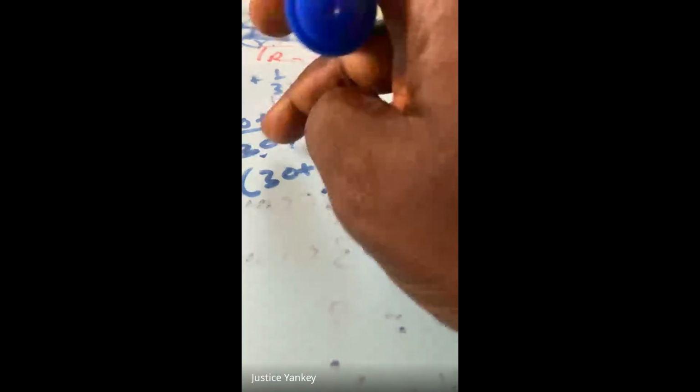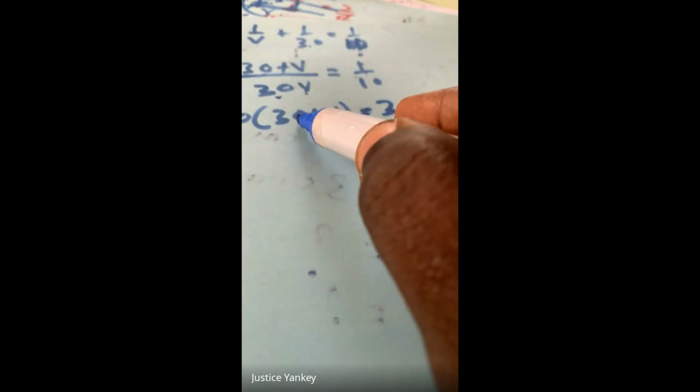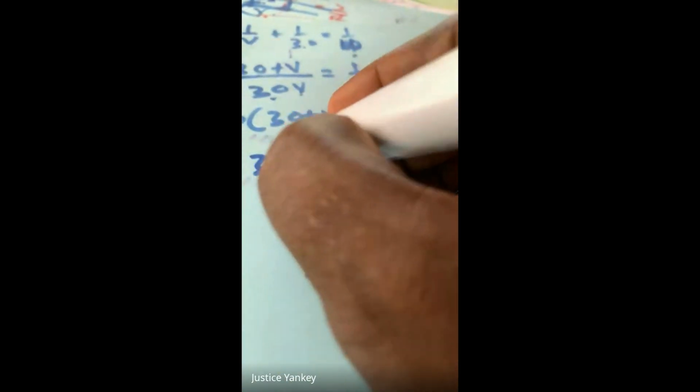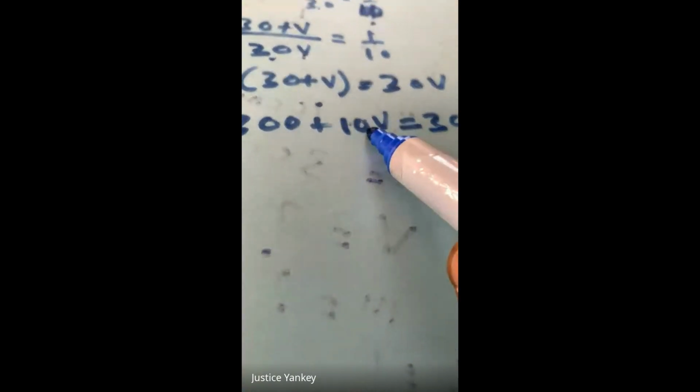and 30v multiplies 1, so giving you 30v. Then you expand, the rest is maths. 30 times 10 will be 300. 10 times v will be 10v, and this is 30v. Then you group like terms, 10v here, 30v.